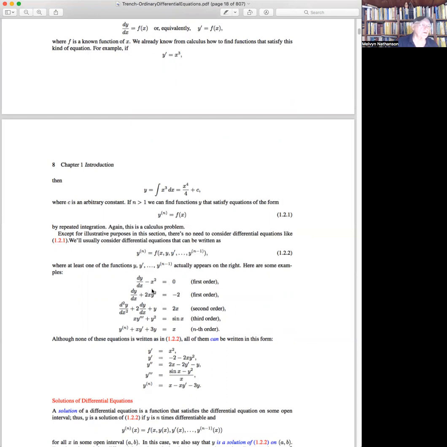So here we have some examples. This is first order. This is a second derivative, so a second order. Here we have a third derivative, so this is third order. And here we have an nth derivative, so this is nth order. And again, they're not written strictly in this form, but you can rearrange all of them so they are in that form. You have the highest derivative equals some function of everything else. And so these 5 equations are rewritten here.